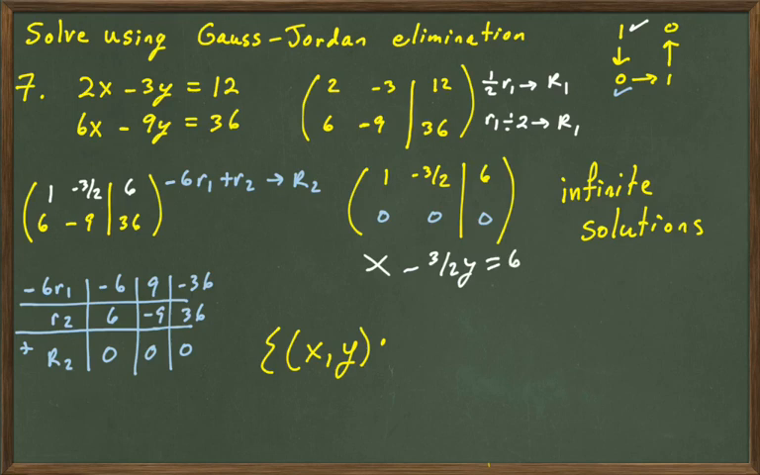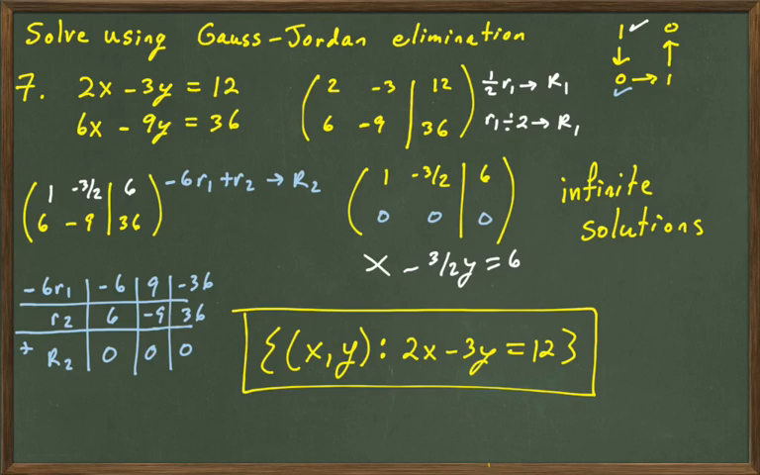I'm going to use 2x minus 3y is equal to 12. So our solution is the set of all points x comma y such that they are on the line 2x minus 3y is equal to 12. There are infinitely many points on the line, so infinitely many solutions. Okay, that's it for this video.